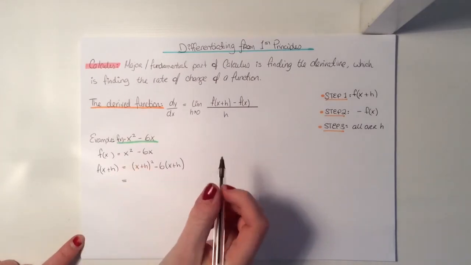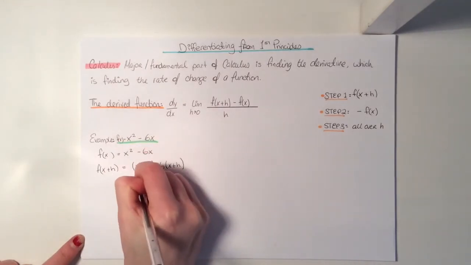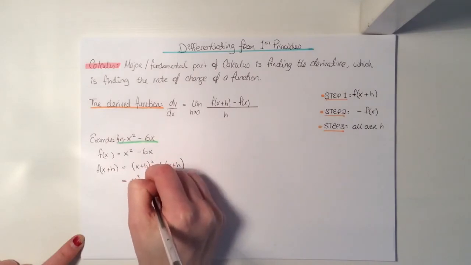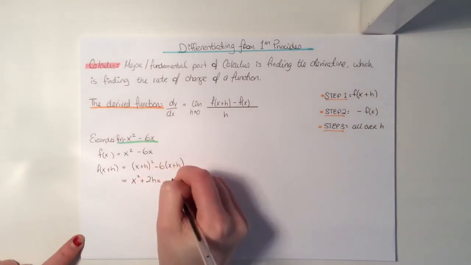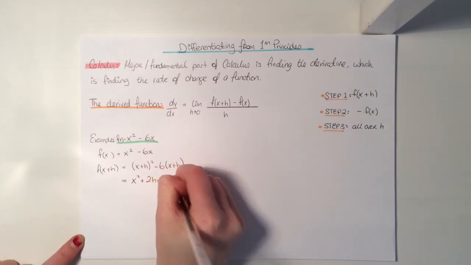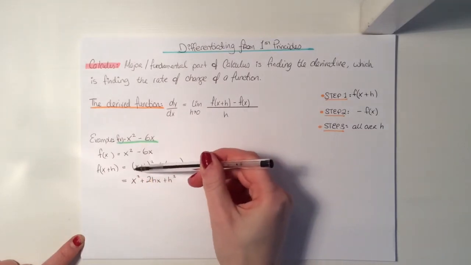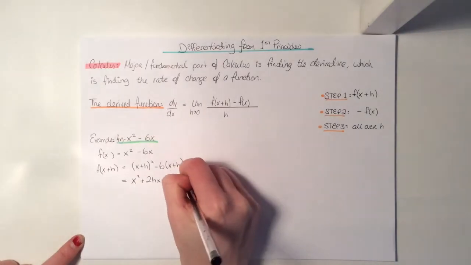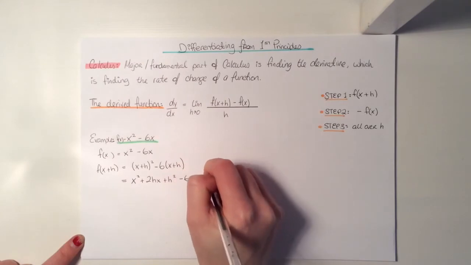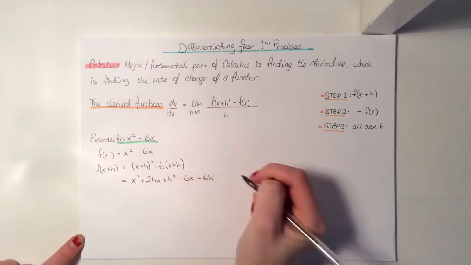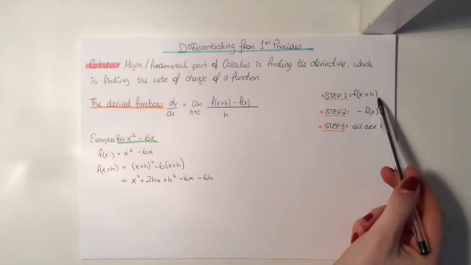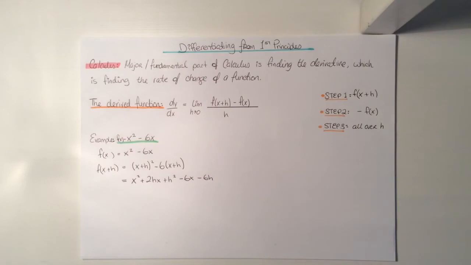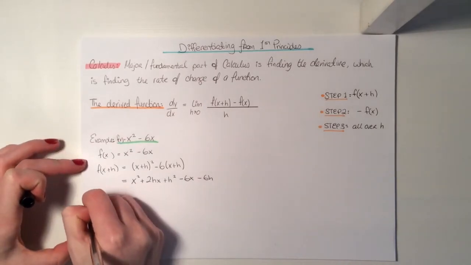You've got x times x is x squared, x times h, and then h times x, so you're going to have 2hx and then h squared. That is this here squared. Now minus 6 times x is minus 6x, and minus 6 times h is minus 6h. That is step 1 done. We've applied our h, we've multiplied it out.